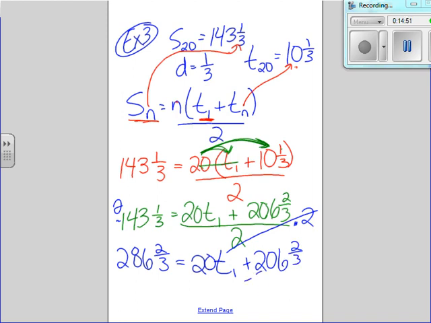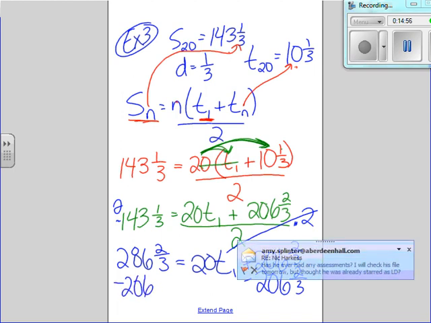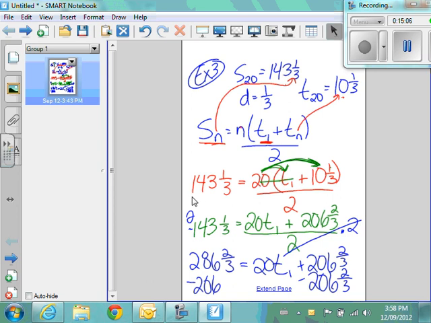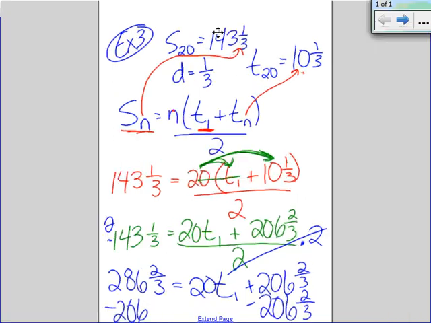Now I'm going to do my algebra, which means I'm going to subtract 206 2/3. Hang on one sec. Gotta fix that. Now, negative 206 2/3. That cancels out. And now what's happening is I've got my next one going. So I've got 286 2/3 minus 206 2/3 is equal to 20T1.